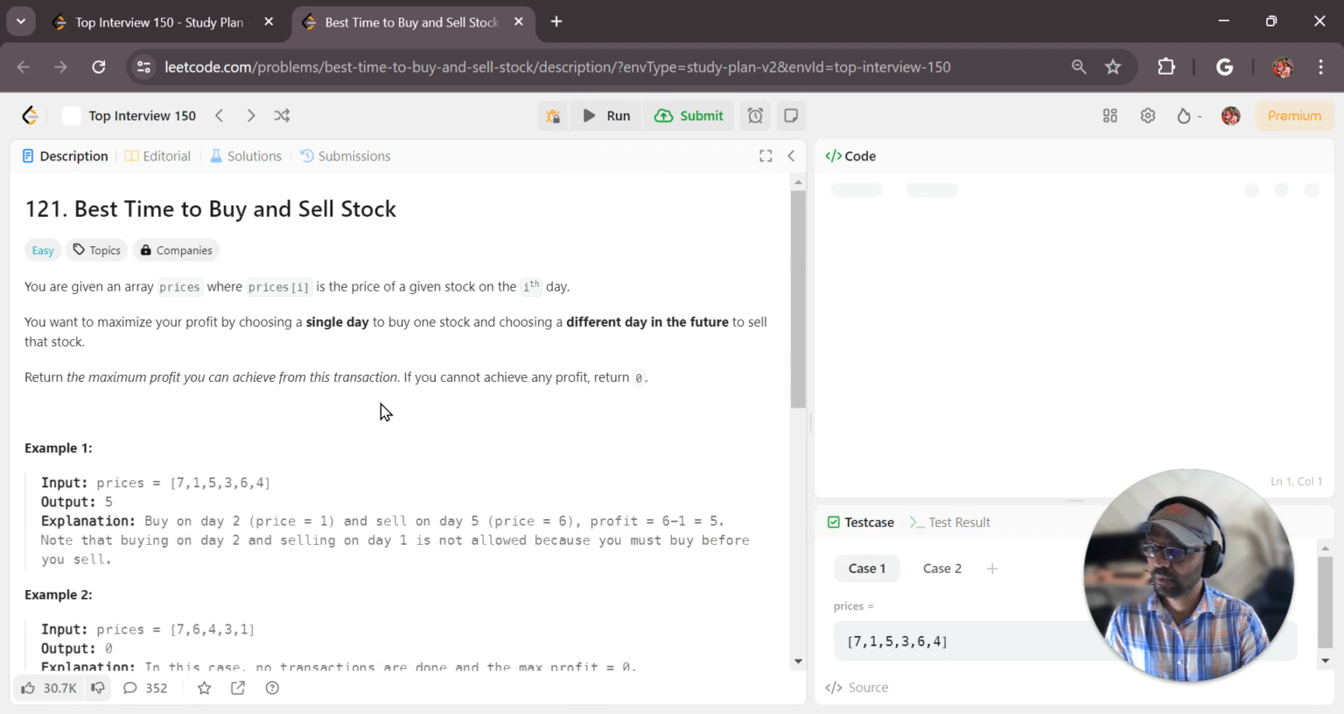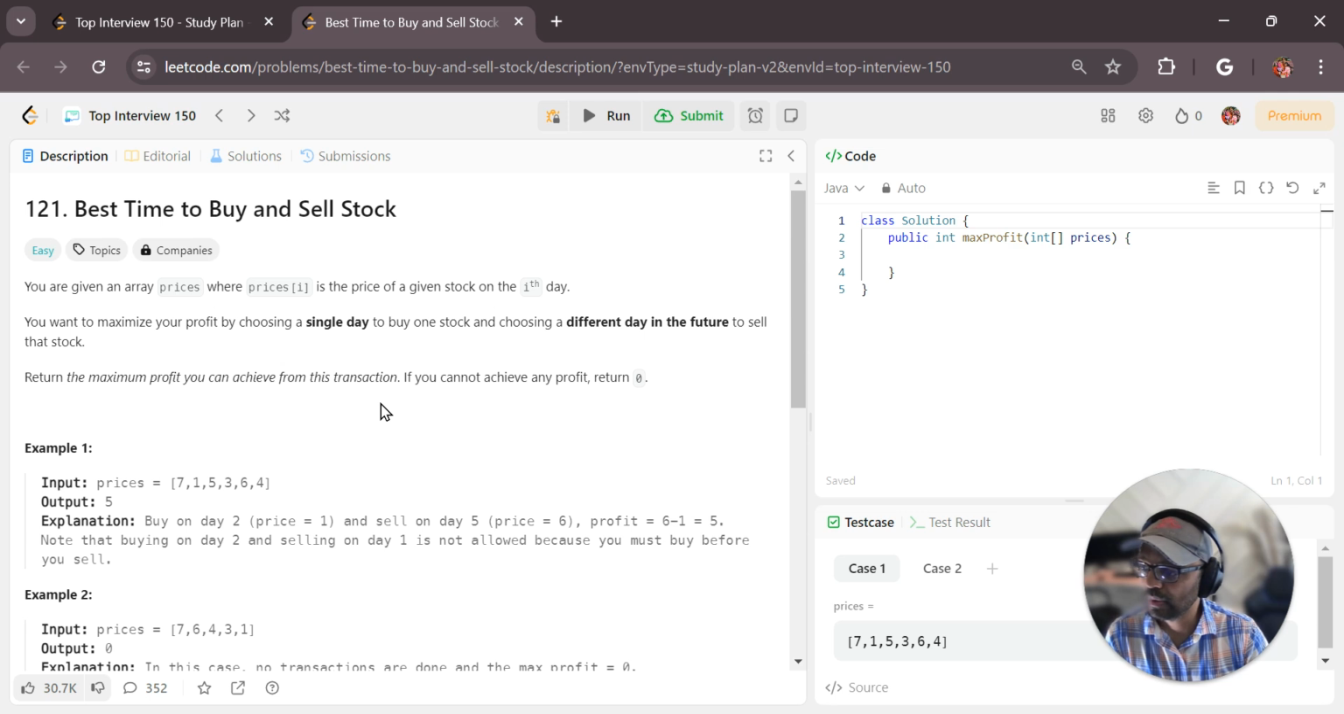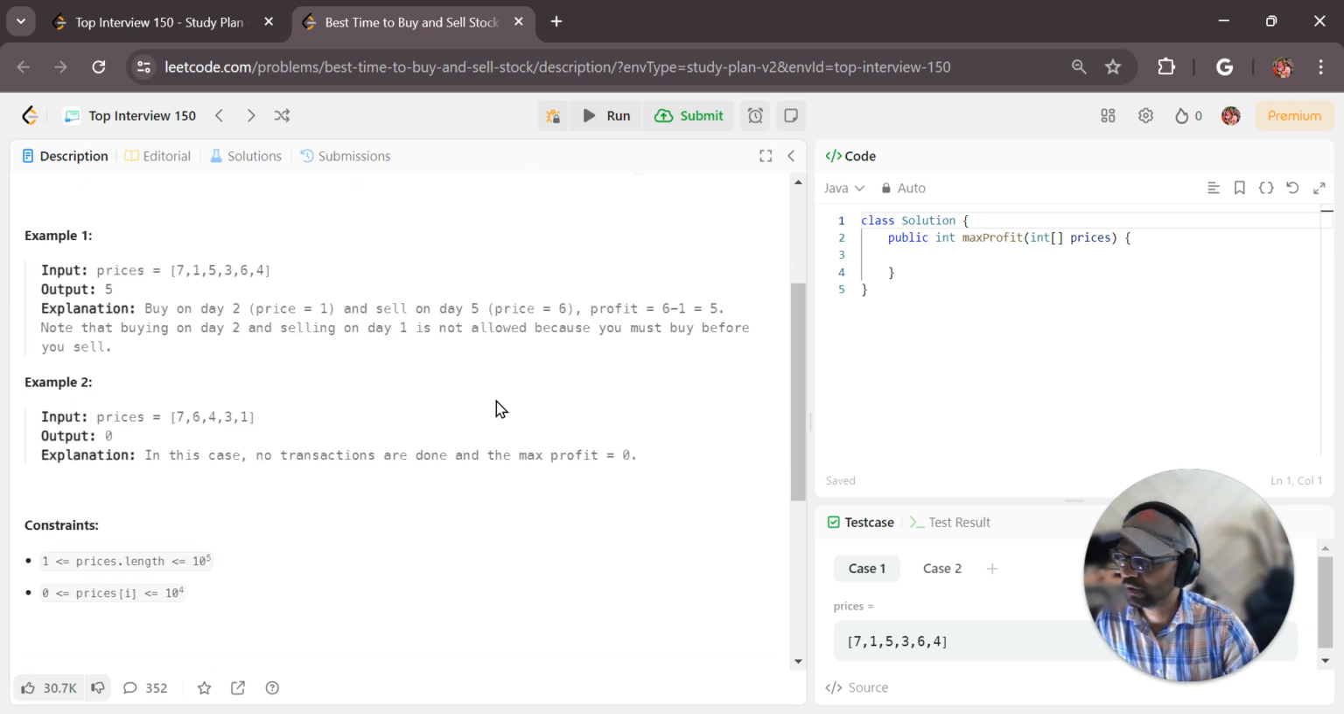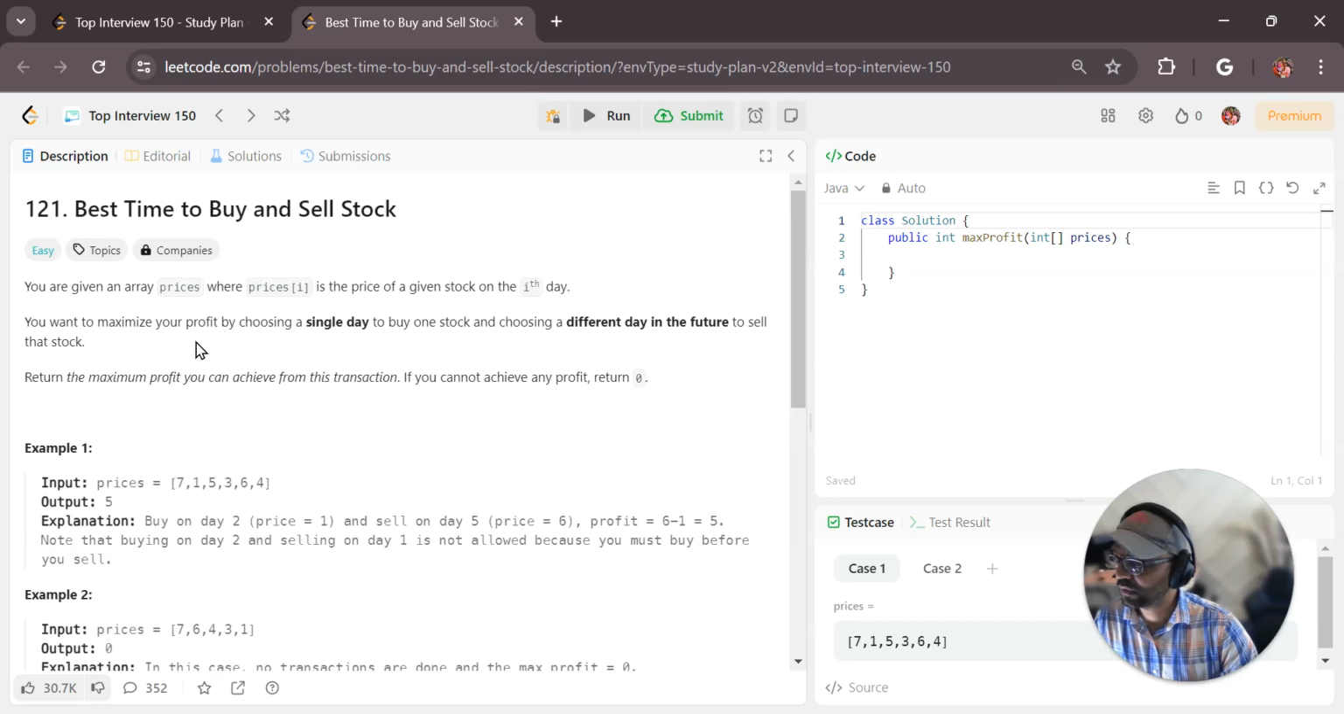So let's read the problem and make sure we understand it. You're given an array prices where prices[i] is the price of a given stock on the ith day. You want to maximize your profit by choosing a single day to buy one stock and choosing a different day in the future to sell that stock. Return the maximum profit you can achieve from this transaction. If you cannot achieve any profit, return 0. Okay, so that seems straightforward.